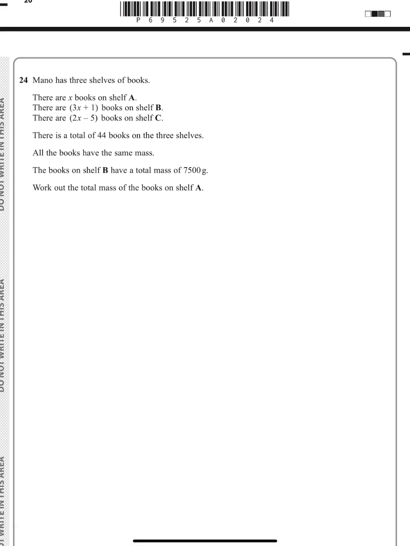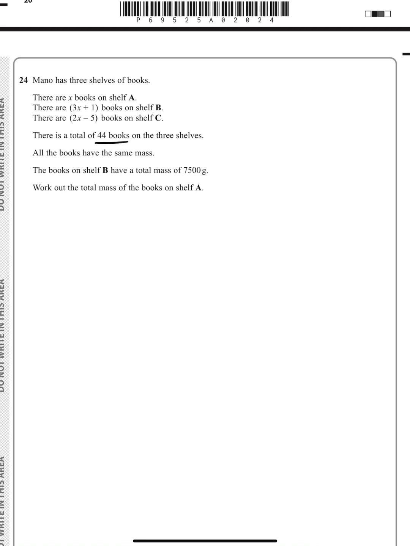Question number 24. Mano has 3 shelves of books. There are x books on shelf A, 3x plus 1 books on shelf B, and 2x take away 5 books on shelf C. There's a total of 44 books on the 3 shelves. All the books have the same mass. The books on shelf B have a total mass of 7,500 grams. Work out the total mass of the books on shelf A.